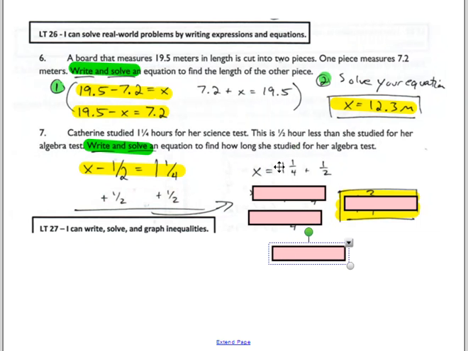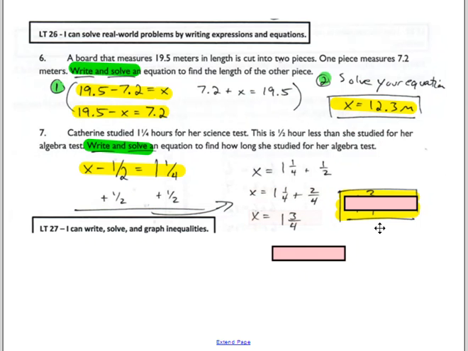X will be a 1 1/4 plus a half. So if I do some converting, 1 1/4 plus 2/4, that's 1 3/4. So the amount of time she studied for her algebra test was 1 3/4 hours. And if we look back at this, that makes sense now, because if this is what she studied for math, and if this is a half hour less than her math test preparation, everything checks out now.